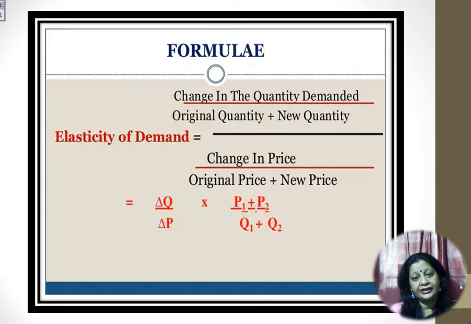Change in the quantity demanded upon original quantity plus new quantity, divided by change in price upon original price plus new price. So this is the formula of measuring the real change in the price and demand of a commodity.